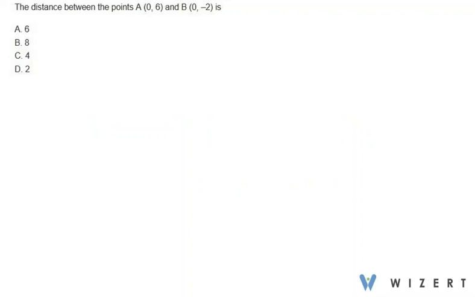We have this question here. The distance between the points A (0, 6) and B (0, -2) is. We know that the distance between any two points (x1, y1) and (x2, y2) is given by the square root of (x1 minus x2) whole square plus (y1 minus y2) whole square units.